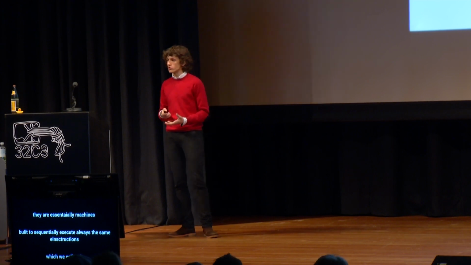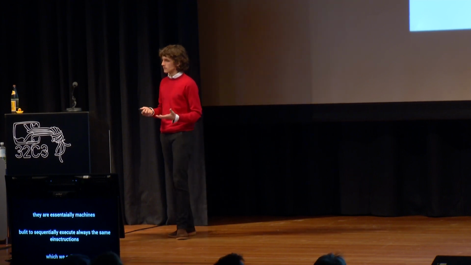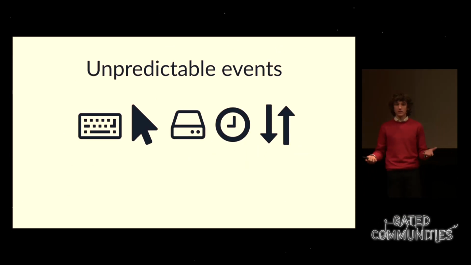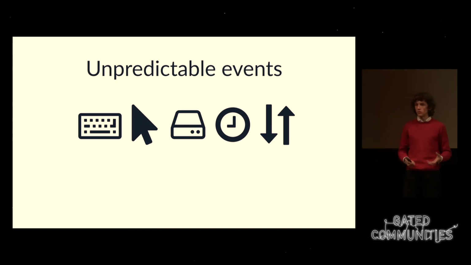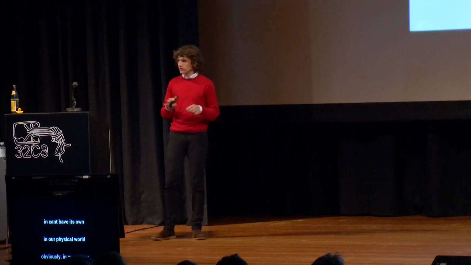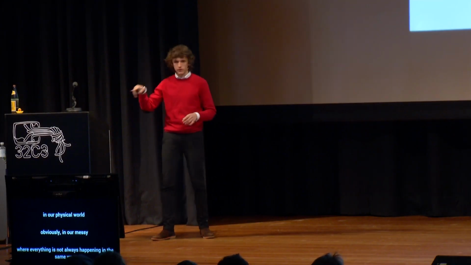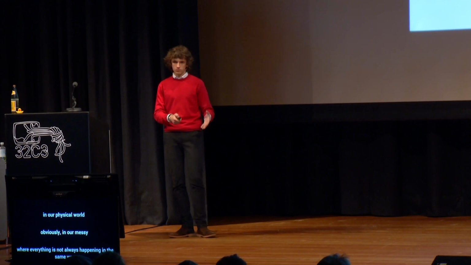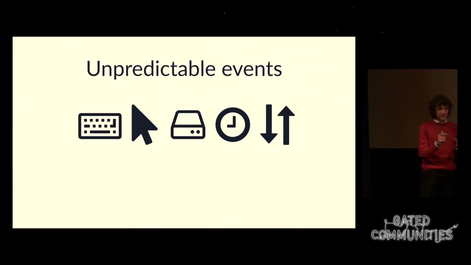So where can a computer source this randomness? Where can a computer find unpredictability if it can't have its own? Obviously, in our messy meat world, in our physical world, where everything is not always happening the same way. So user inputs: every time you type on the keyboard, you do that with different timings. When you move your mouse around, you do that differently every time. Or simply reading from disk. Every time your computer reads something from disk, it takes a slightly different amount of time. Or interrupt times, I/O, you get the idea.